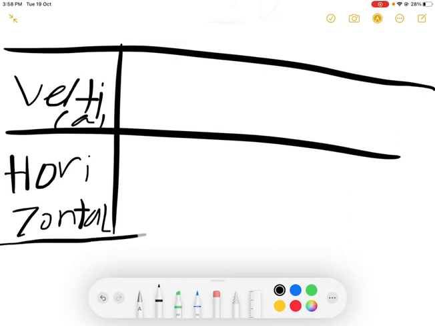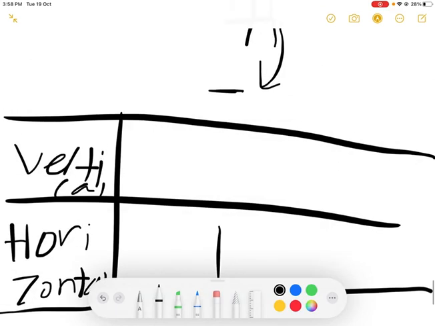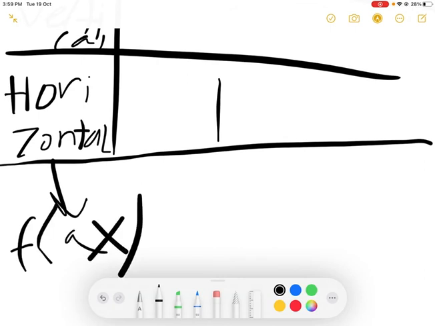Okay, you decide whether a dilation is vertical or horizontal based on the type of the equation. If an equation is a f(x), then it's vertical, and when an equation is f(a x), it's horizontal.